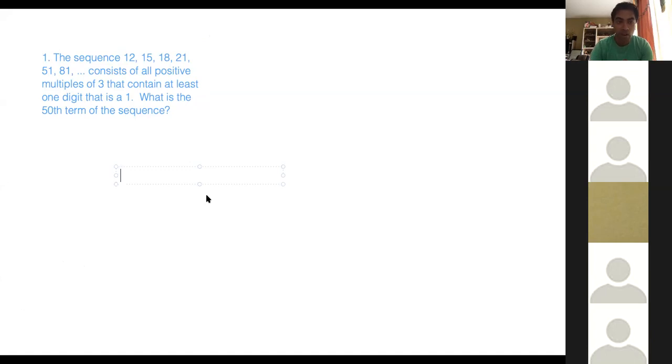I see. Okay, so I think one thing that you have to be careful of here is it looks like there's some pattern here, right? 12, 15, 18, 21, 51, 81. And then you want to continue this pattern, but you have to be careful that we want all positive multiples of 3 that contain at least one digit that's a 1, right? So that's how we found these numbers up to 81. So what is the next multiple of 3 that contains at least one digit being a 1?